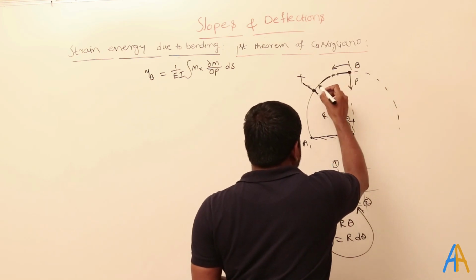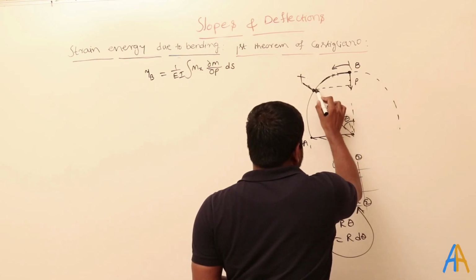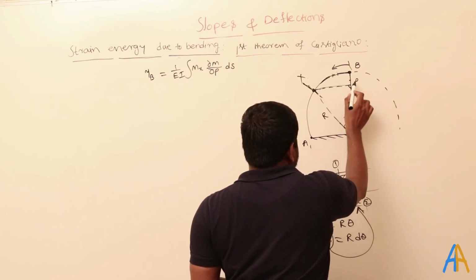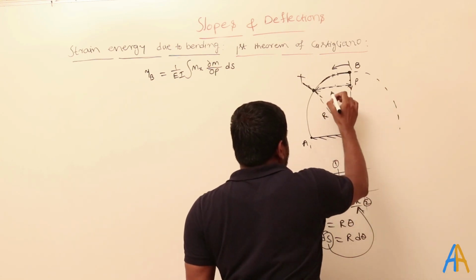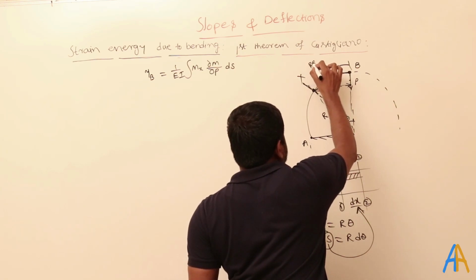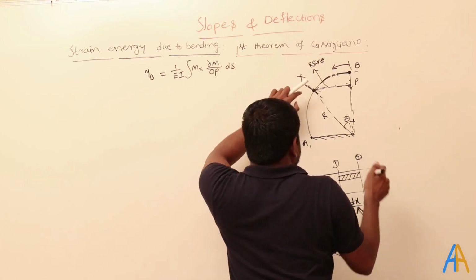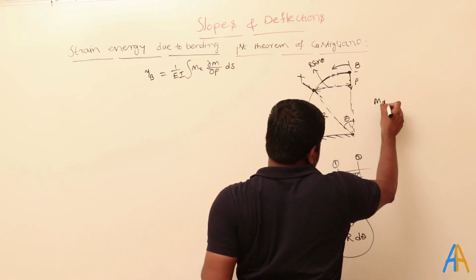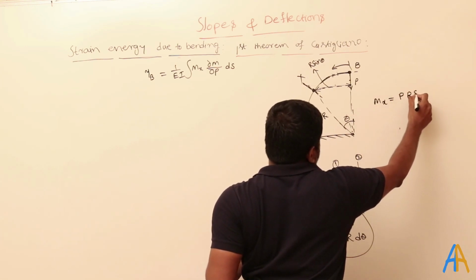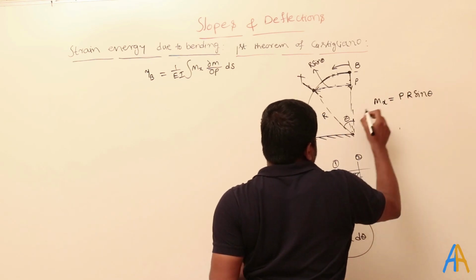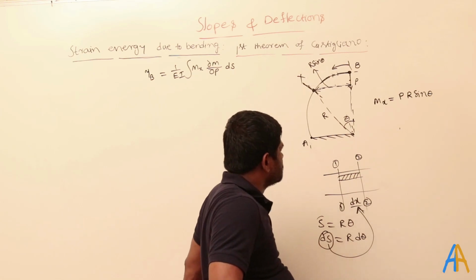Force into the perpendicular distance. So what is the perpendicular distance from here to here? This is the perpendicular distance. And what is its value? This is a right angle triangle. This is the r, so it will become r sin theta. So at a distance x from B, the Mx value is force into perpendicular distance, that is P into r into sin theta. This is the theta here. That is how we find Mx.